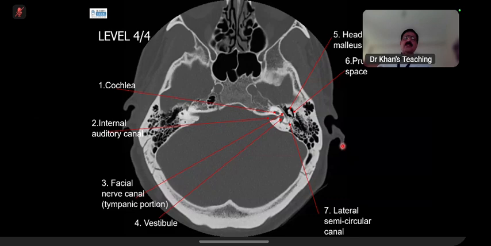Here we can see head of the malleus, and the body. This is the incudomalleolar joint. This is the Prussak space, which is extremely important, because if you see a cholesteatoma sitting here, you have to tell the examiner that it is sitting in the Prussak space. This is portion of the lateral semicircular canal. This is the facial nerve canal, which is sitting near the internal auditory canal.